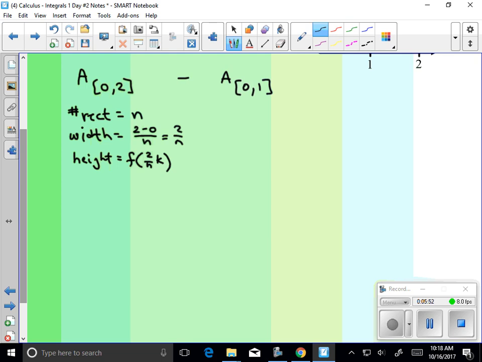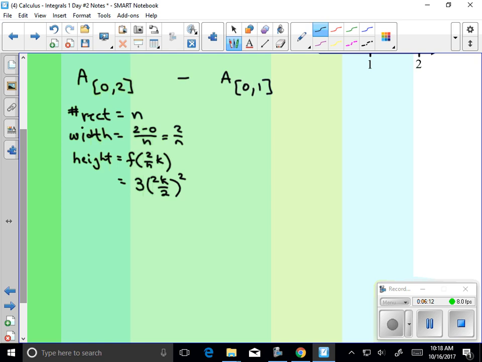So the first right edge will be k equals 1. The second right edge will be k equals 2, etc. Now what I want to do in this next step is plug this into our function. Our function is 3x squared. So I'm going to plug in 2k over n into 3x squared. Comfortable so far with that?